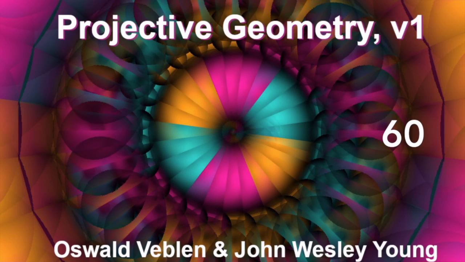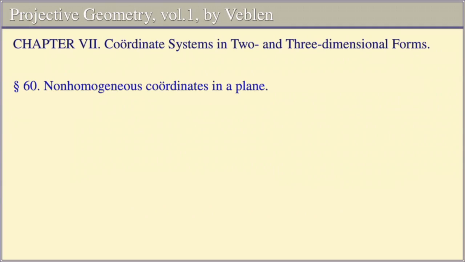Projective Geometry, Volume 1, by Oswald Veblen and John Wesley Young. Chapter 7, Coordinate Systems in 2- and 3-Dimensional Forms. Section 60, Nonhomogeneous Coordinates in a Plane.